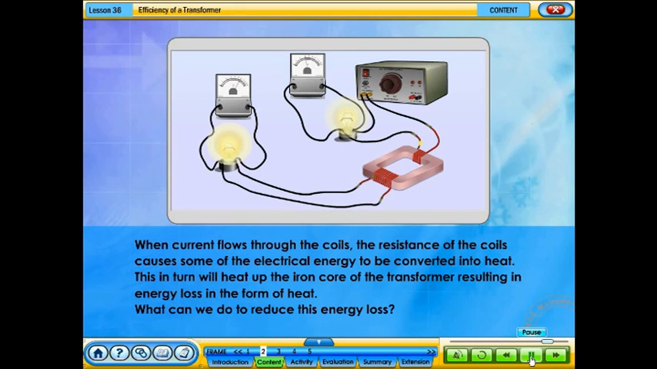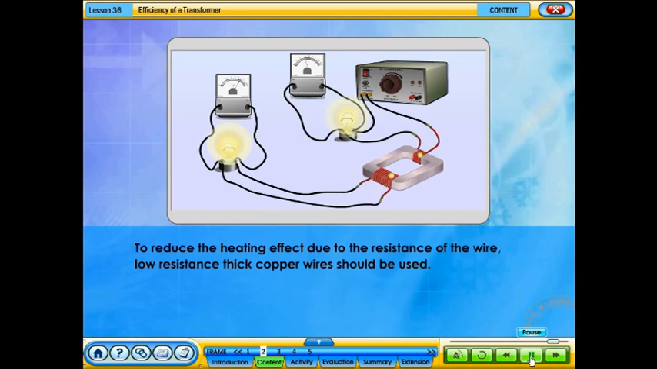What can we do to reduce this energy loss? To reduce the heating effect due to the resistance of the wire, low resistance, thick copper wires should be used.